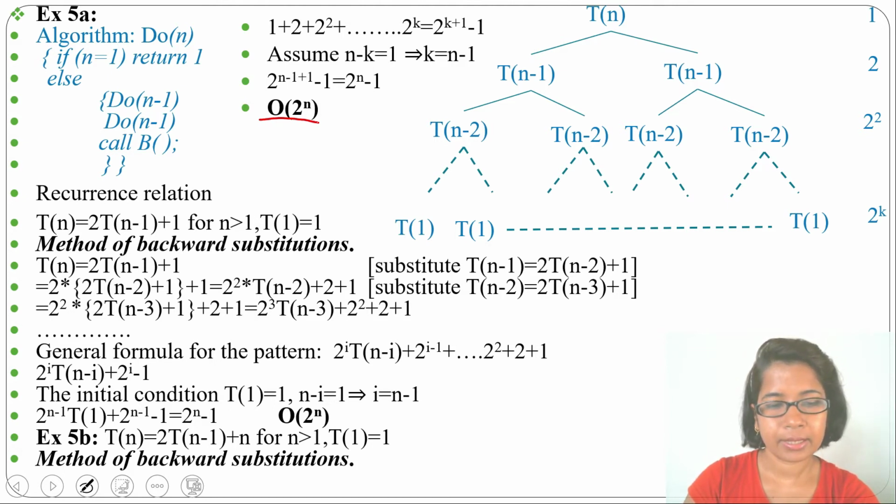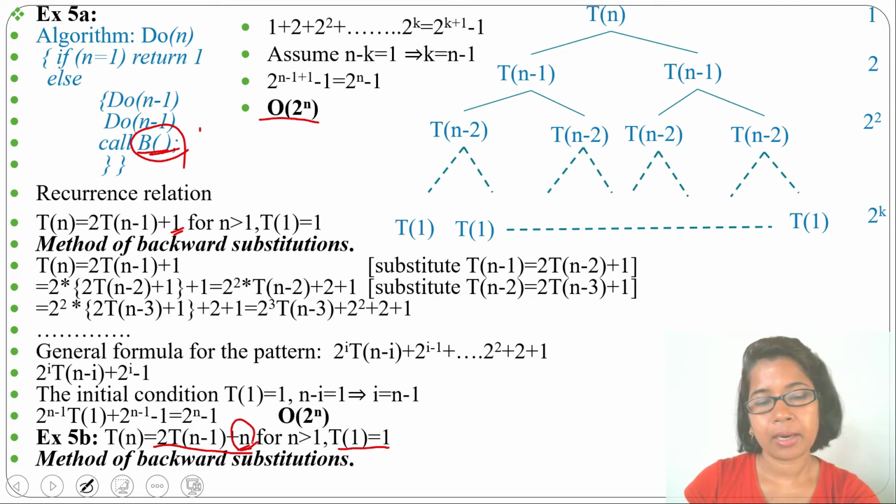Let's discuss the next example, 5b. This is just a variation of this. Suppose this b function running time will be big O of n. It was 1, so here it was 1. Suppose it will be big O of n. We can write the recurrence relation as 2T n minus 1 plus n, for n greater than 1, T of 1 equals 1. The rest are the same. Just if the b function running time is big O of n, we can write n here. Now we got the recurrence relation.